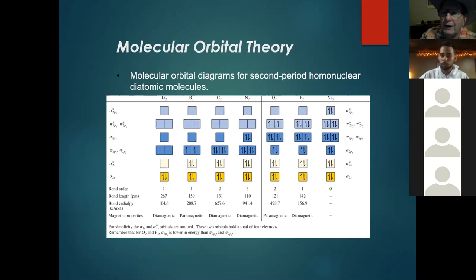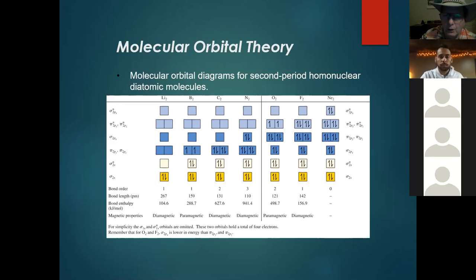Separate orbitals, guys. The pi orbitals are separate orbitals. So if I'm following Hund's rule and I'm following Pauli's exclusion, each one of these orbitals has to have 1 electron in them. Are these electrons unpaired? Yes. If they're unpaired, that's why it is paramagnetic.